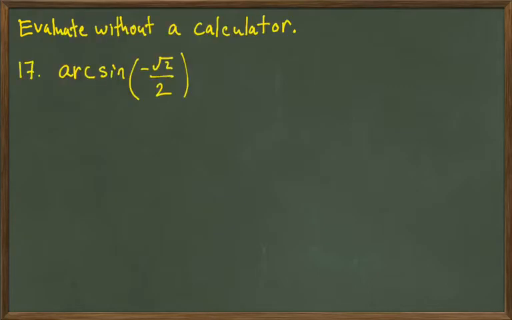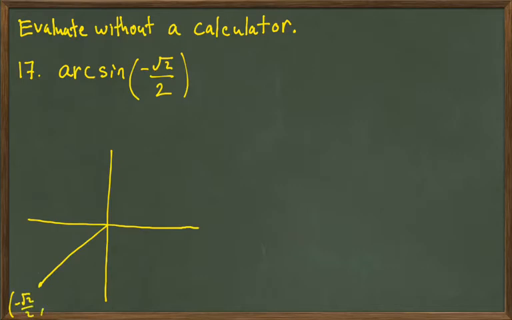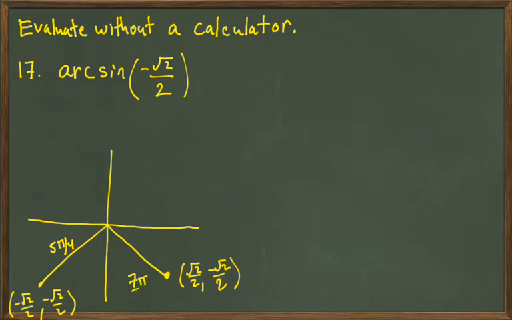All right, so let's speed this up a little bit. We're going to evaluate without a calculator. The arc sine of -√2 over 2. This is asking us what angle has a sine of -√2 over 2. On my unit circle, sine is the y-coordinate, so we're looking at this here, and that's 5 pi over 4. We're also looking at this over here, which is √2 over 2 and -√2 over 2, and that is 7 pi over 4.